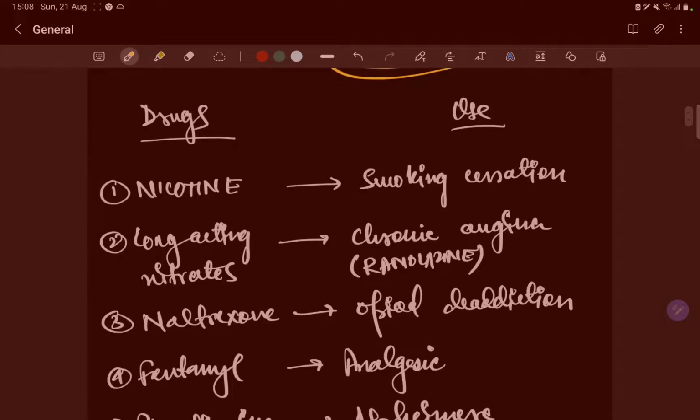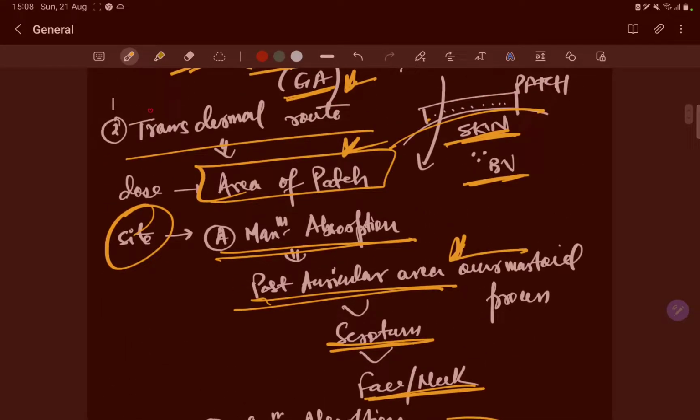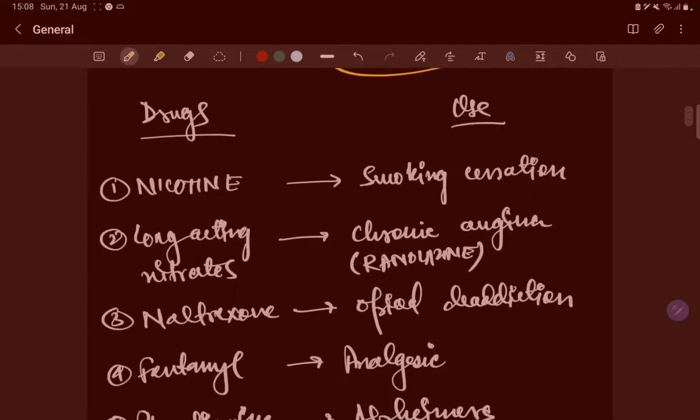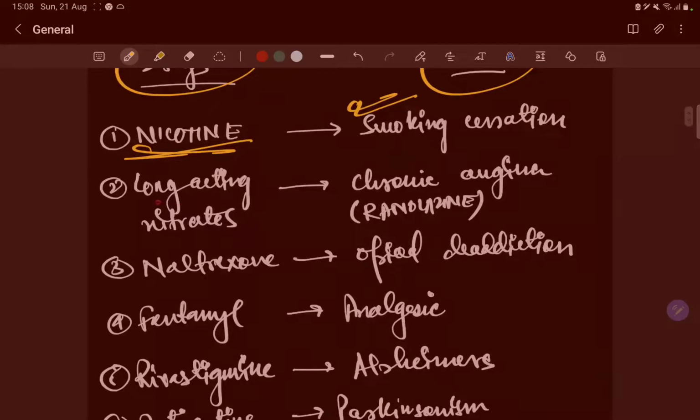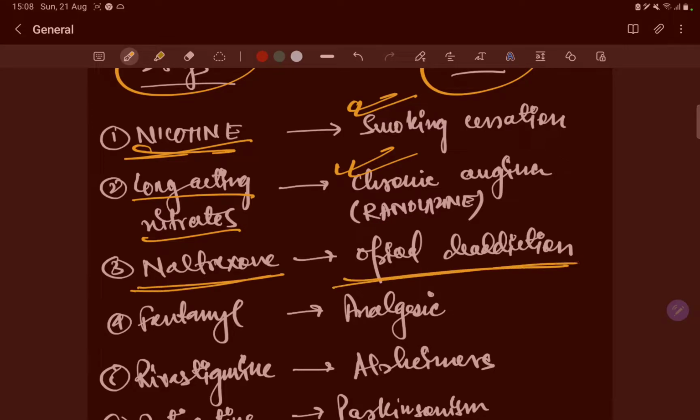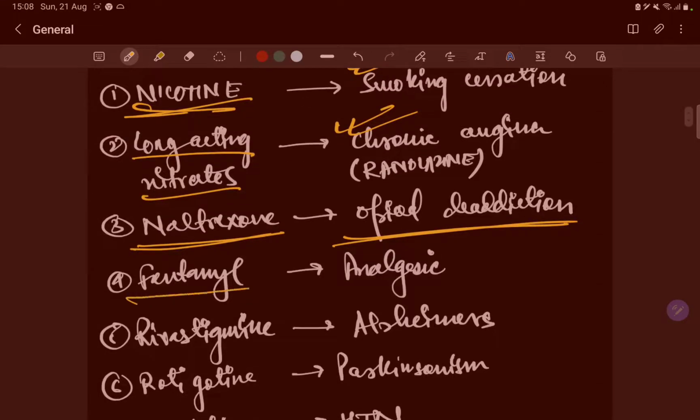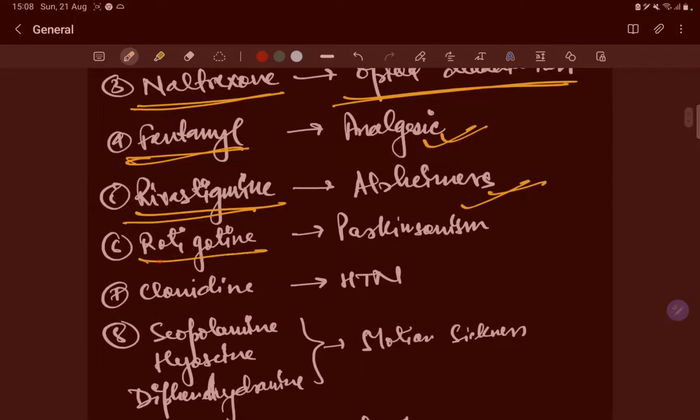What are the drugs which are given via this route, that is the transdermal route, and their uses. Like nicotine is used for the smoking cessation. Long acting nitrates are given in chronic angina. Naltrexone is given for opioid de-addiction. Fentanyl is given as an analgesic. Rivastigmine is given in Alzheimer's. Rotigotine is given in Parkinsonism.